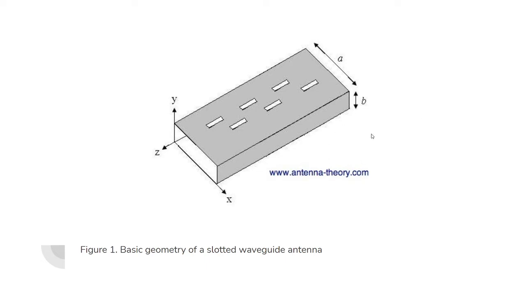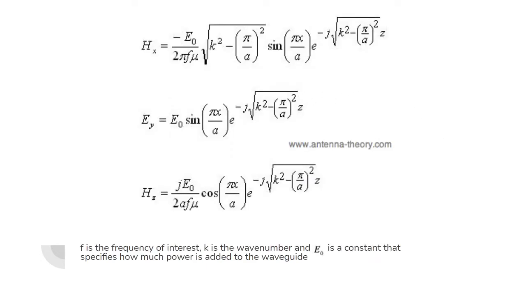Here the dominant TE10 mode will be assumed to exist within the waveguide. So using figure 1, the basic geometry, the fields that exist within the waveguide are given by this equation. Above, f is the frequency of interest, k is the wave number, and of course E sub 0 is a constant that specifies how much power is added to the waveguide.